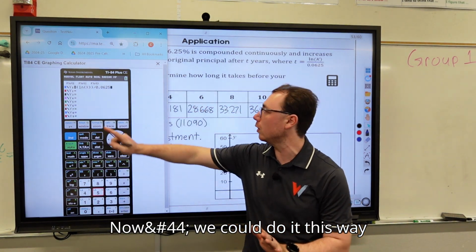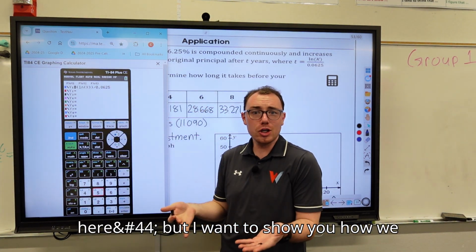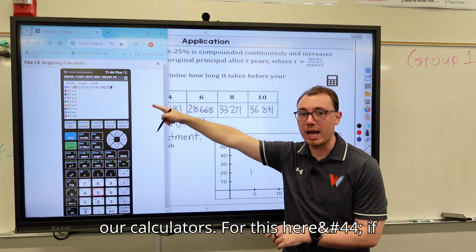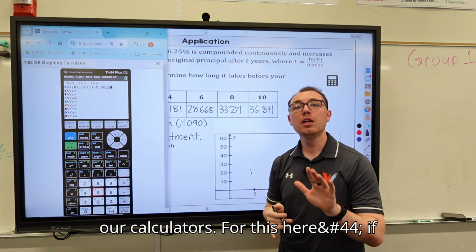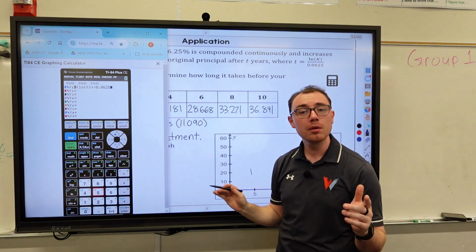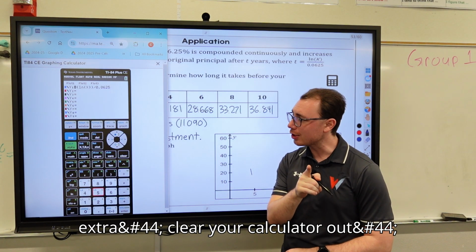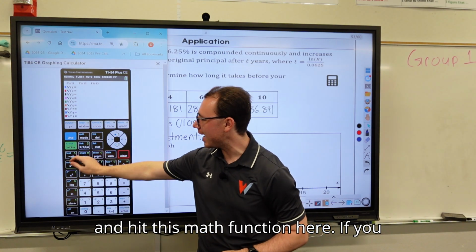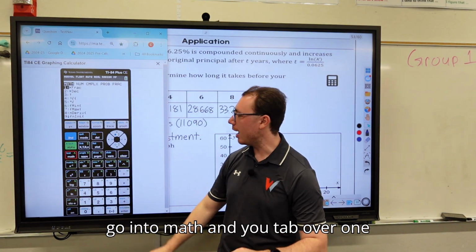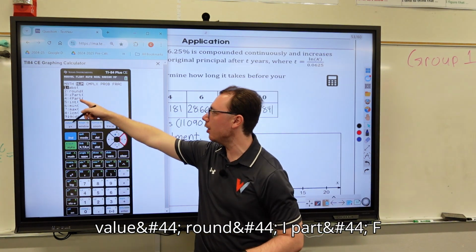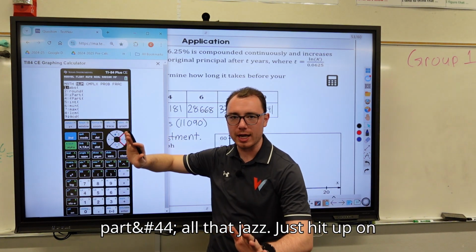Now we could do it this way here, but I want to show you how we can put this exact fraction into our calculators. If you want to keep it in that function form, I'm totally okay with that. But if you want to be a little bit extra, clear your calculator out and hit the math function. If you go into math and you tab over 1 page, you're given absolute value, round, I part, F part, all that jazz.